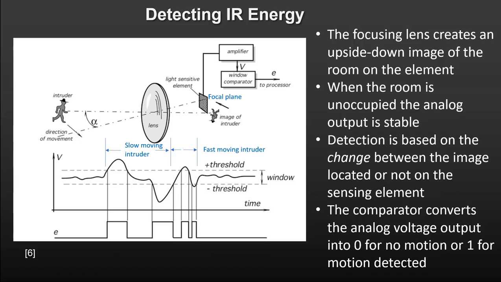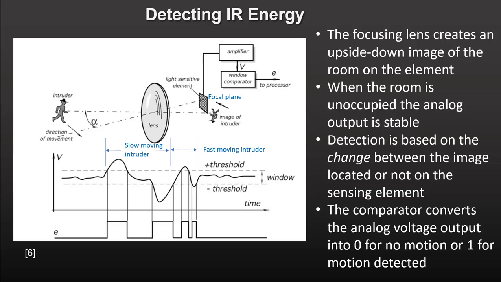The focusing lens creates an upside-down image of the room on a focal plane where the light-sensitive element is positioned. Recall from freshman physics ray diagrams that a refracting lens always reverses the real image on the focal plane. When the room is unoccupied, the image is static and the output signal from the element is non-zero, but stable. Being at room temperature, objects emit less energy per unit area than warm-blooded living creatures.